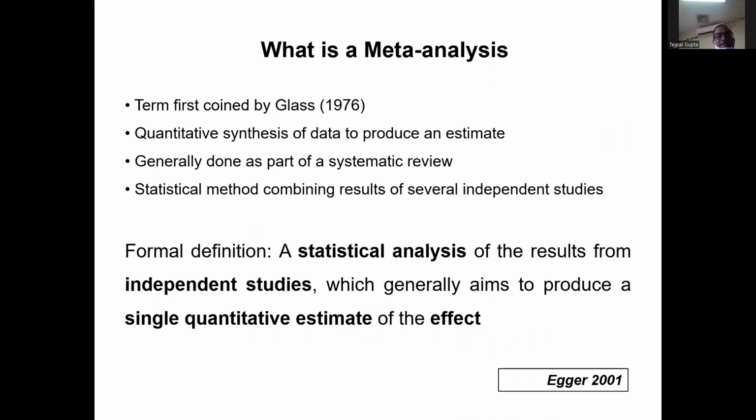Now, what is a meta-analysis? This term was first coined by Glass in 1976. It is a quantitative synthesis of data to produce an overall estimate, generally done as part of a systematic review. It is a statistical method that combines results of several independent studies. Again, the formal definition is a statistical analysis of the results from independent studies, which generally aims to produce a single quantitative estimate of the effect.